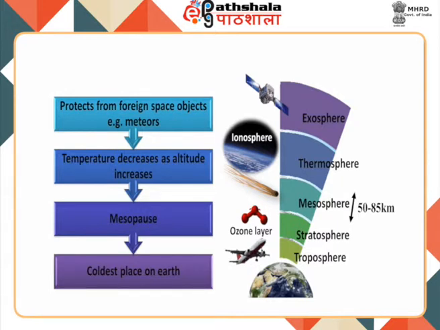This is also the coldest place on the Earth, with temperatures reaching about minus 100 degrees Celsius. It is found that meteors generally burn up in the mesosphere. Thus, this layer protects the surface of the Earth from being pockmarked with craters.